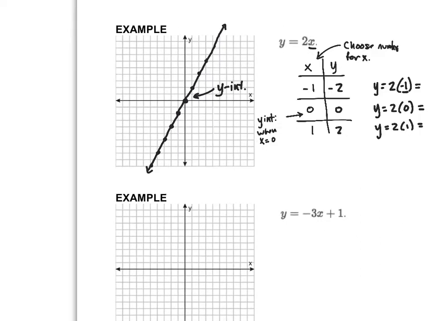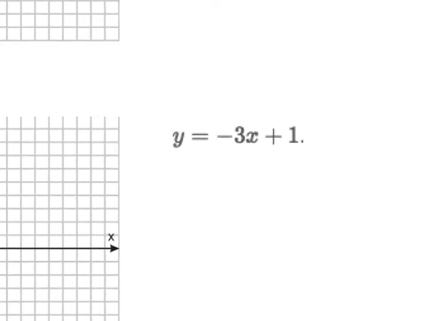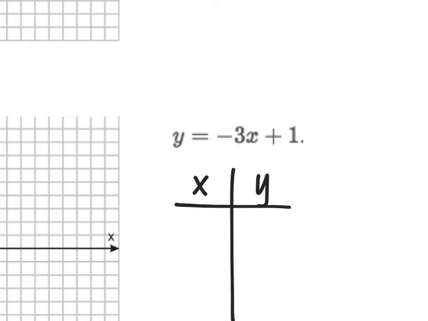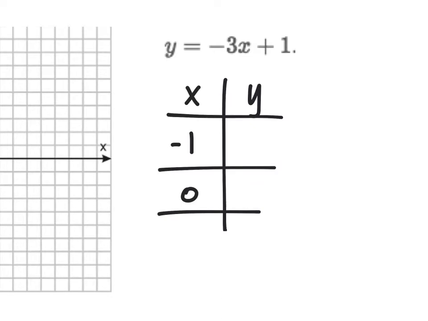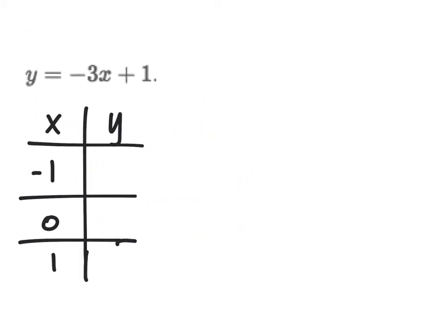The next one is pretty similar. It's still in slope-intercept form. Let's create an x column and a y column. I'm still just going to choose the values -1, 0, and +1. And when I do this, I'm going to plug in -1 for x.